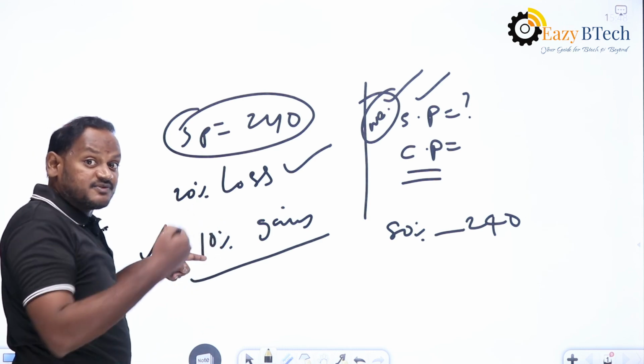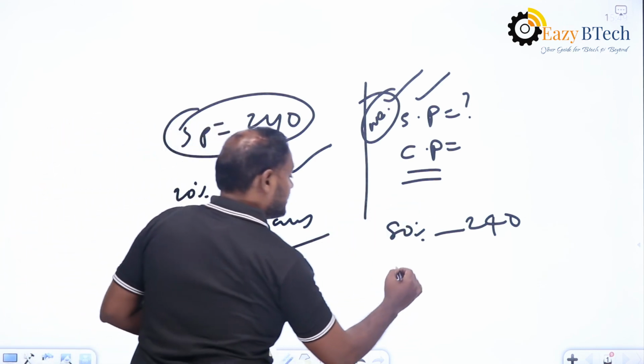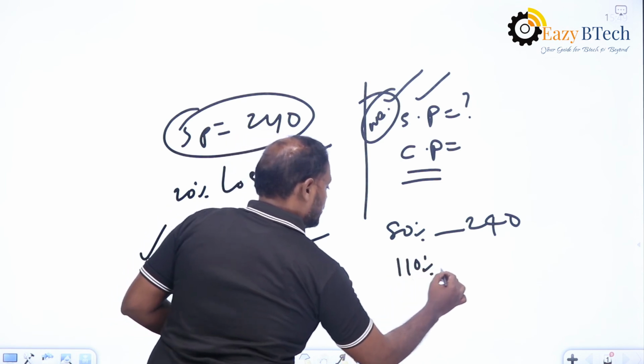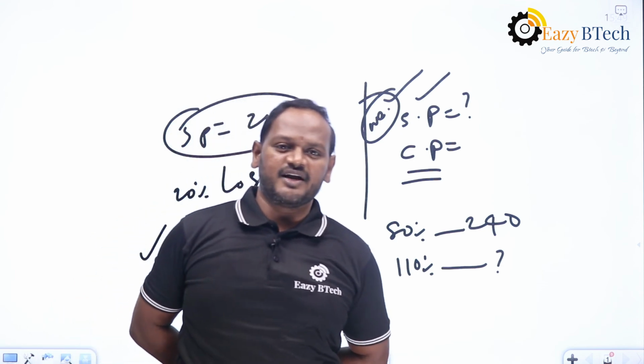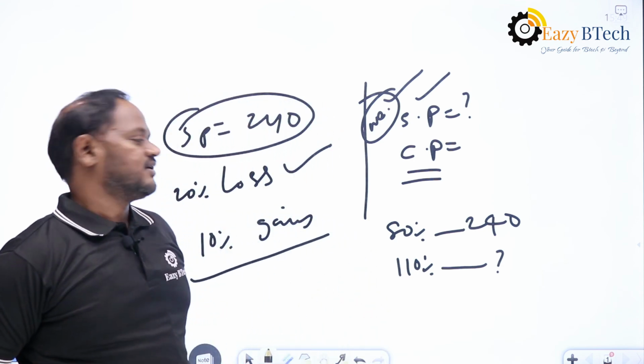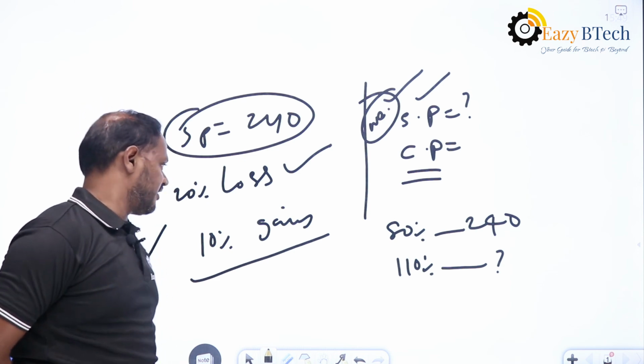Gain means 100 plus, and it is the selling price. I need to get a 10% gain, which means a 110% value. The 80% value is given as 240; what is the 110% value? That is the story, screenplay, direction. Nice question, nice concept. Okay, fine.